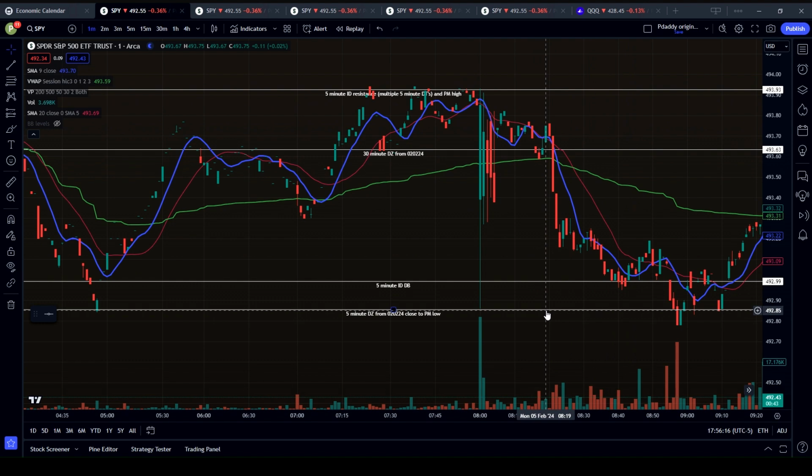Now, you'll notice that I didn't go directly from pre-market low. I got pre-market low sitting over here at about 492.77 or so, somewhere right around in there. Instead of that, I used 492.86, which was a 5-minute demand zone from last Friday. Those two are really close together. We had that sell-off and then a demand zone, so it picked up from that demand zone and ran back up.